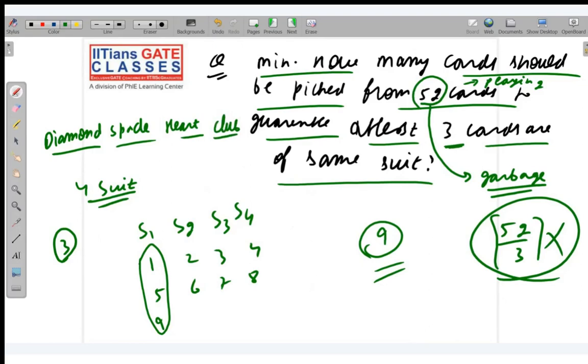Okay, let me jump to the next slide. So the basic idea, see where we will apply this common sense: as soon as you see the words at least 3 cards of the same suit, wherever you see at least or guarantee, that is the signal that we have to apply the pigeonhole principle.